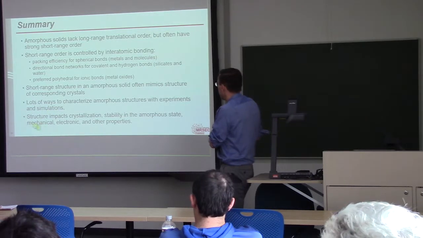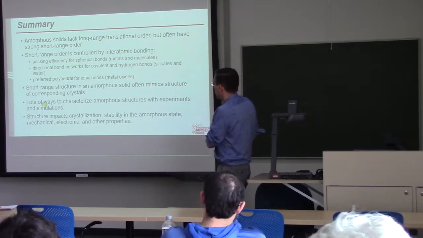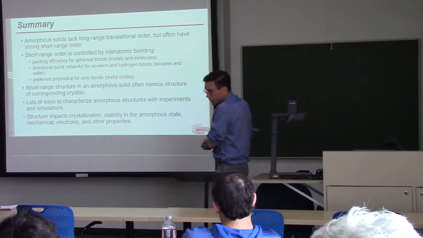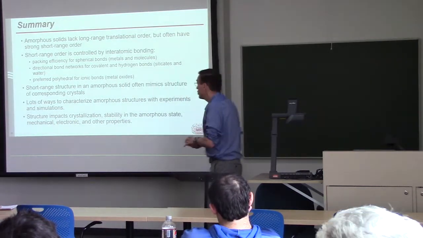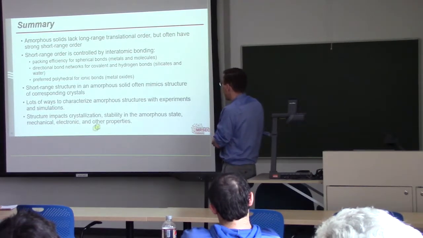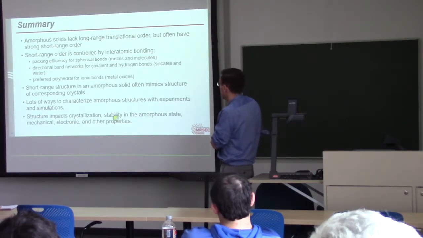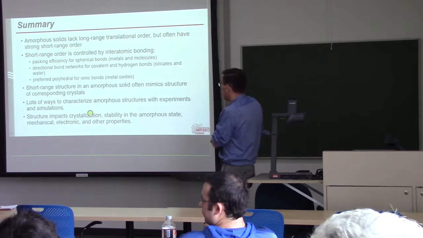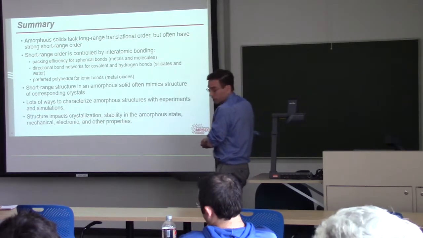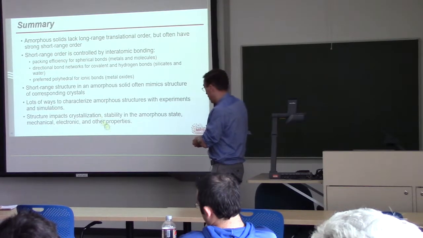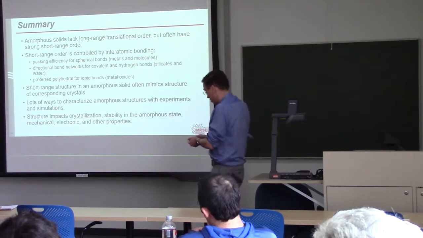And finally, the key thing to take away is that if we can understand this structure, it impacts all the properties of the resulting material. There are key structural considerations, in fact structural knobs, that we can use in designing materials that will define the crystallization, the stability, the mechanical and electrical and electronic and other properties of the materials.